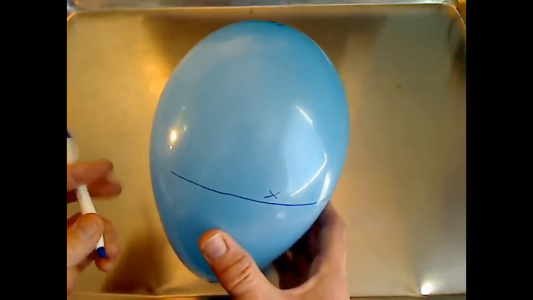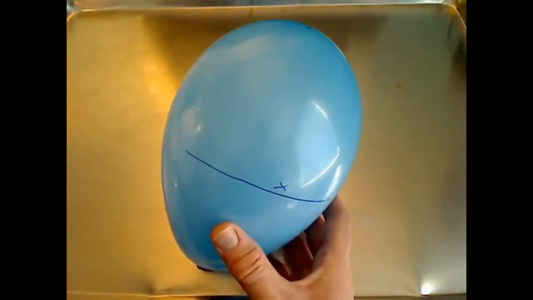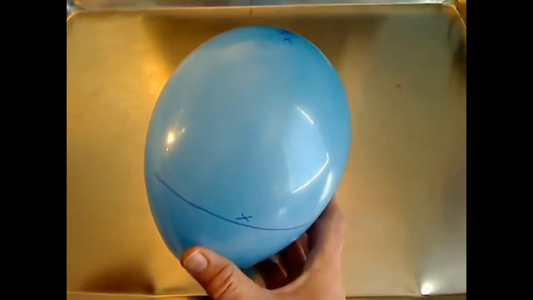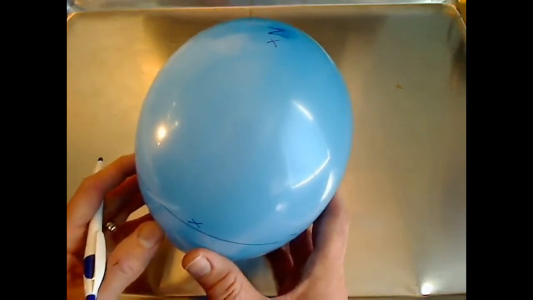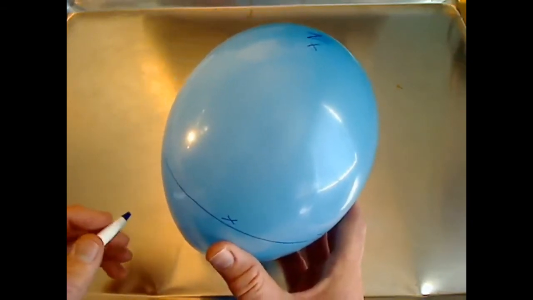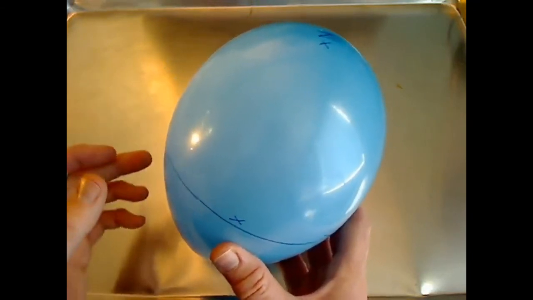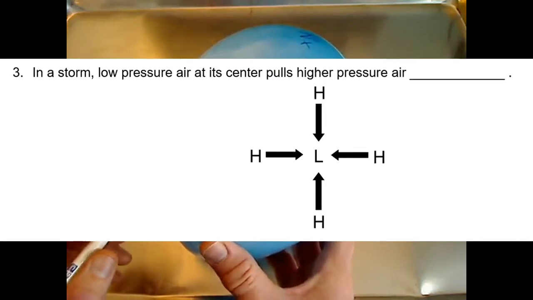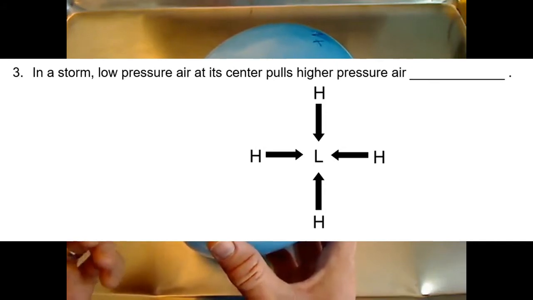Now, why do we care about that? It's part of the Coriolis effect. There are all these different factors that add up to this Coriolis effect. Okay, now, the next question on the lab sheet that we go through, to give us this idea of how all this works, is this. In a storm, low pressure air at its center pulls higher pressure air blank somewhere.